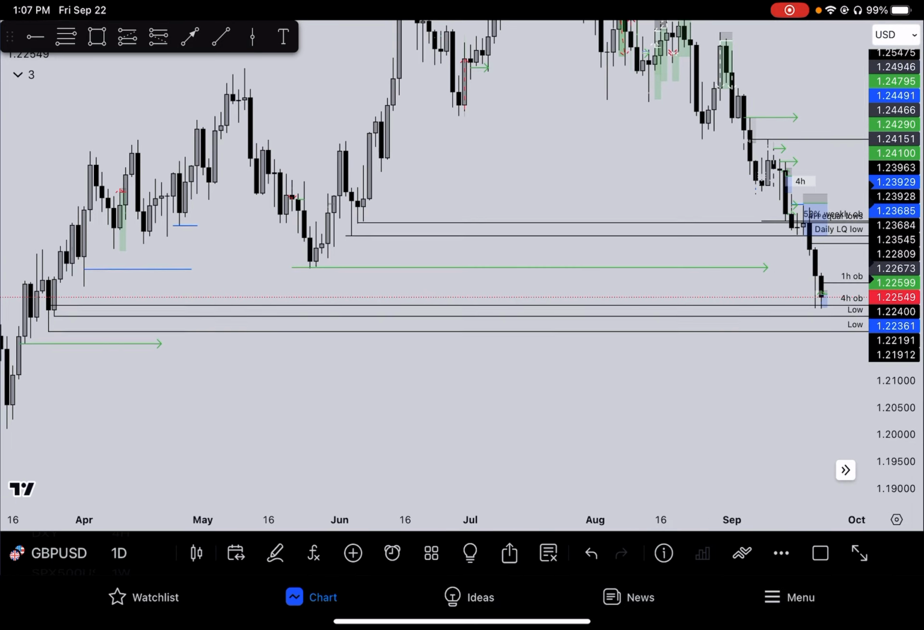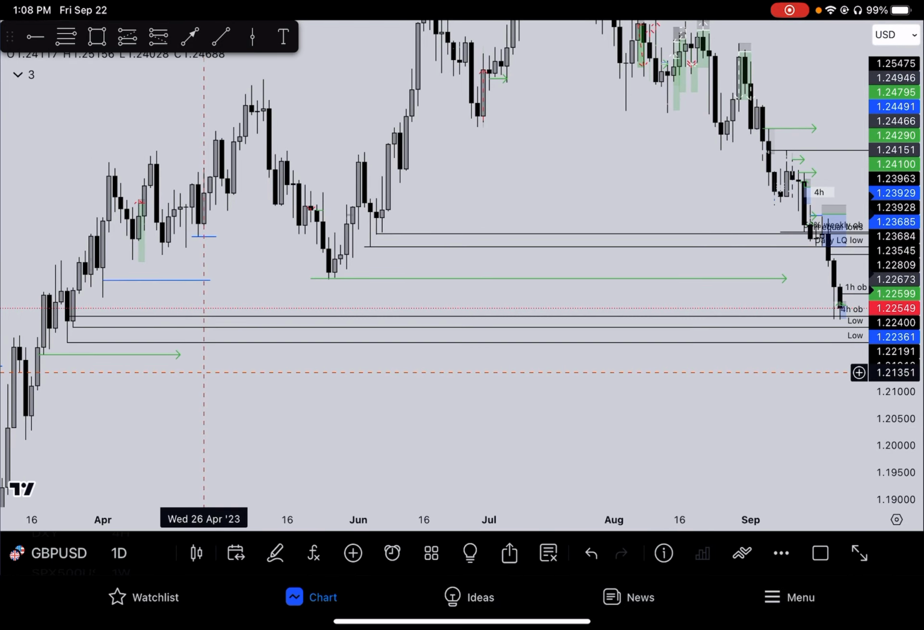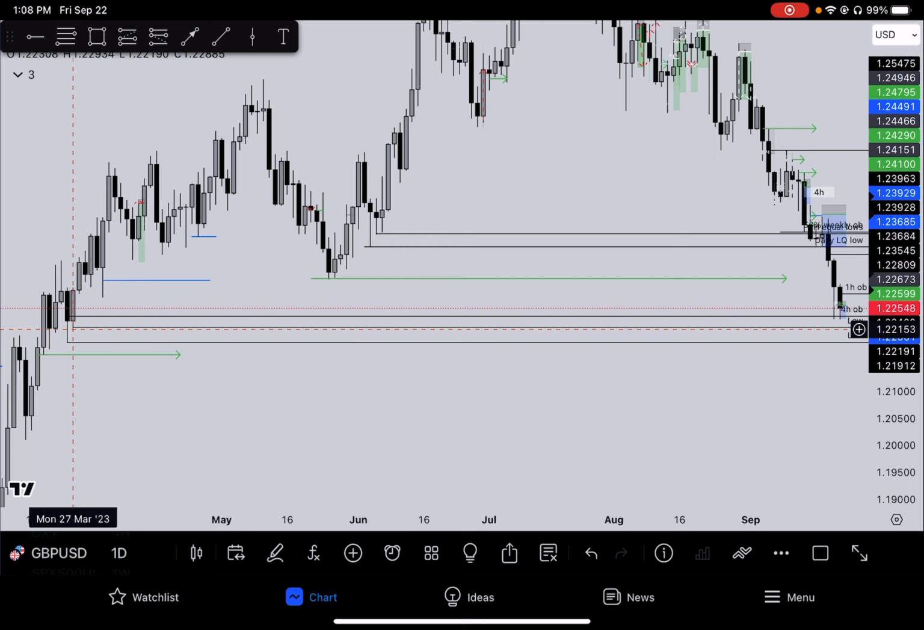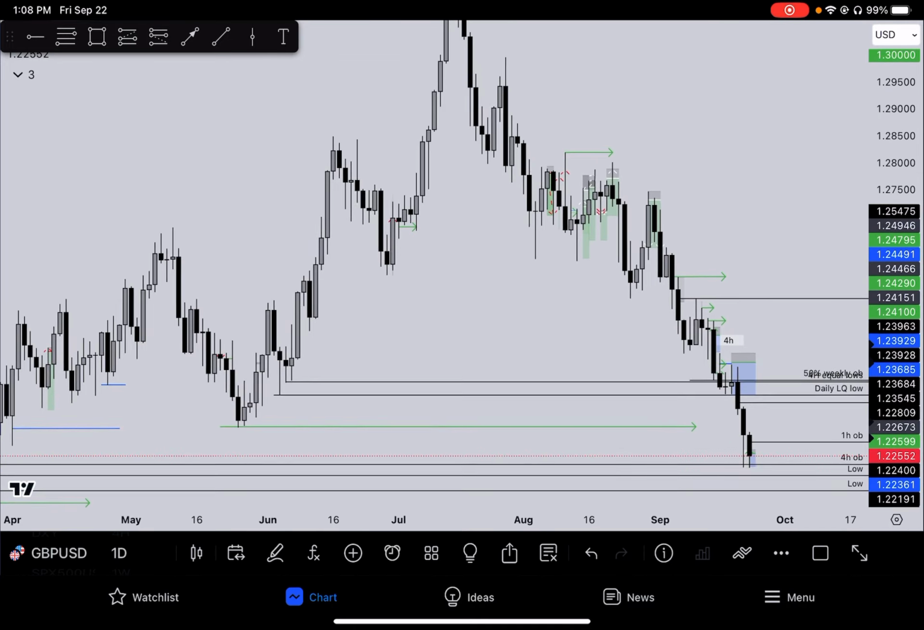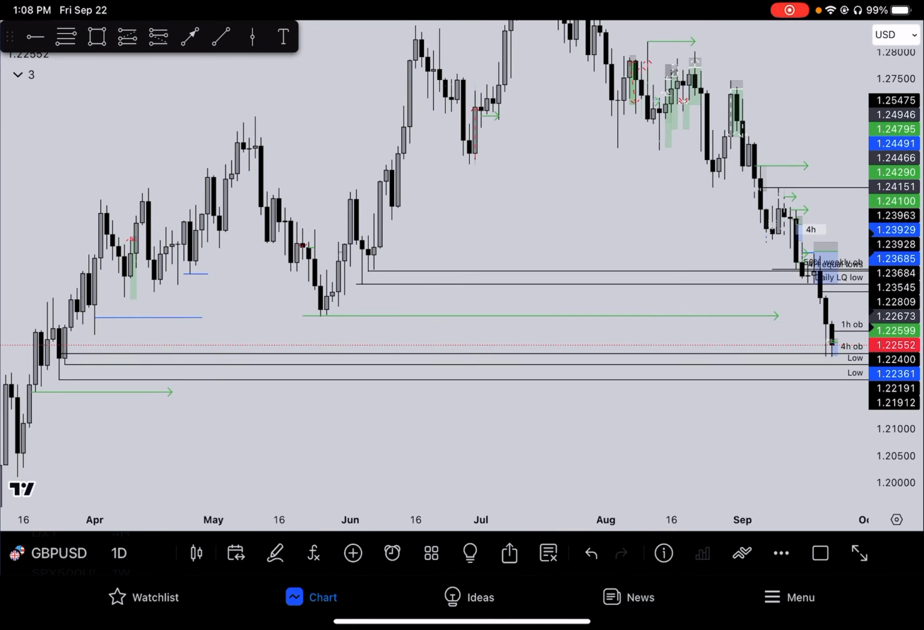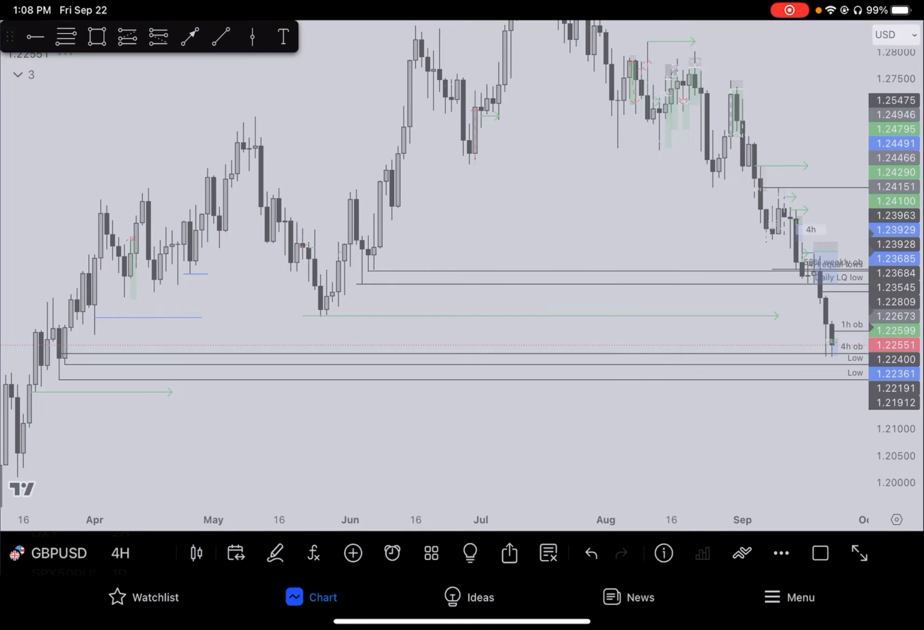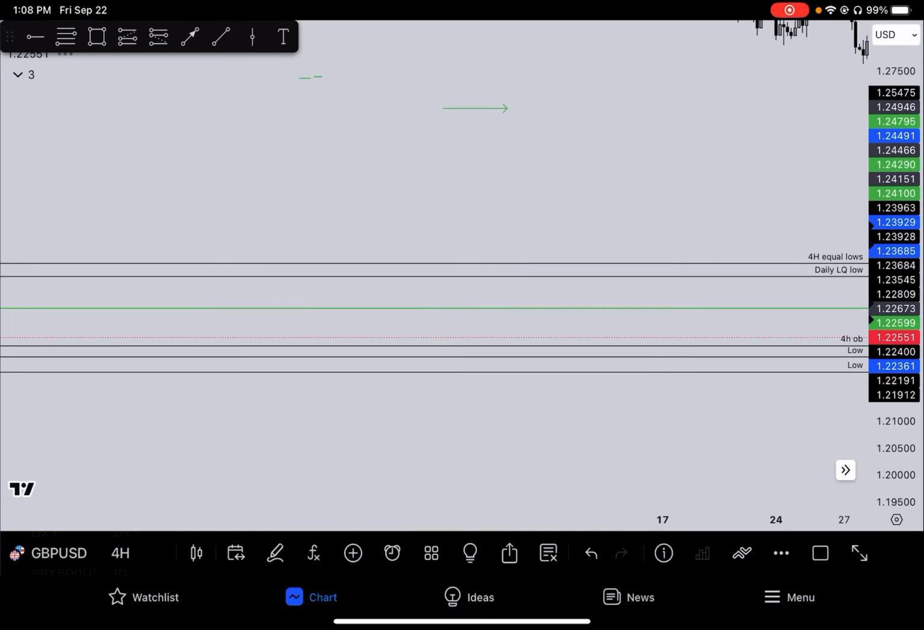Now we're in the 4 hour. So this is what I see, right? We have many lows here that I marked off just for sell side liquidity, just because the market's been bearish. So I want to look for sells down to the 4 hour.